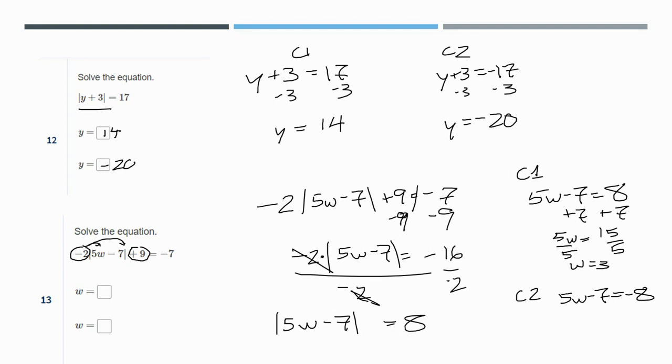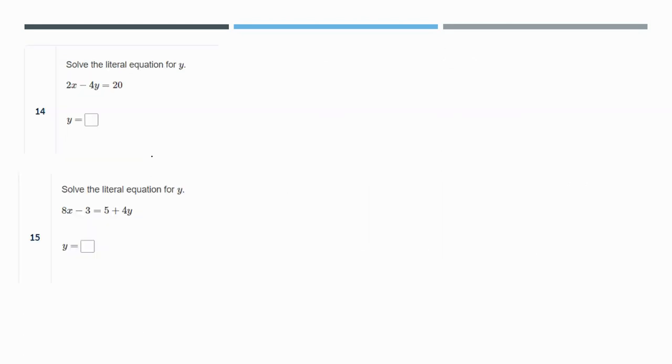Okay, on my second case, I can go ahead and fill that in here. I add 7, and I get a negative 1 equals 5w. I'm going to get a bit of a fraction here. I divide by 5, and I get my answer is a negative 1 over 5. Negative 1/5 is my answer to the second solution.